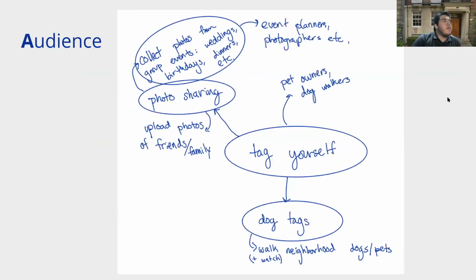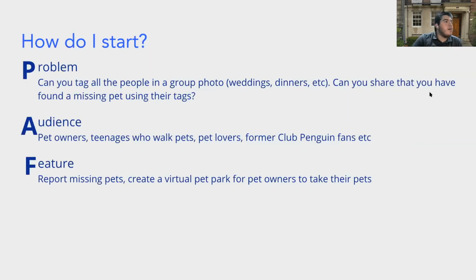And so, if we're going off event planners or photographers or friends and family who might want to upload photos, we're finding a centralized way to do that. Or if you're going pet owners, dog walkers, people who would be in that space as well. So that's the first two parts. Next, you want to think about, what features do you want in your website? Do you want to report missing pets, or create a virtual pet park for pet owners to take their pets? If you don't really want to go outside, you can create a virtual park.